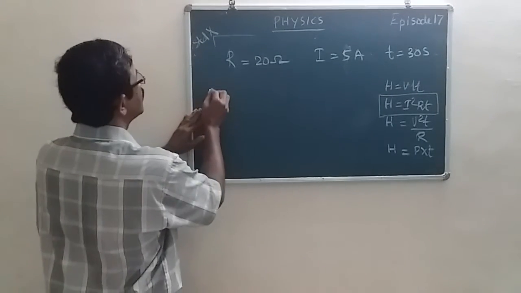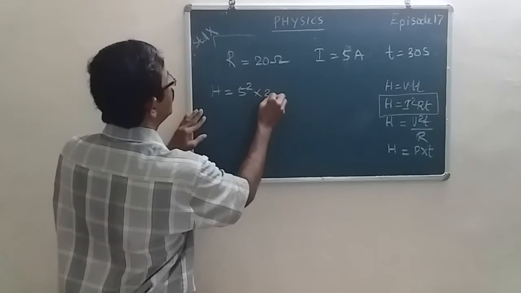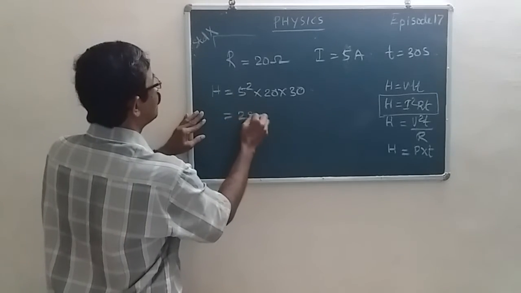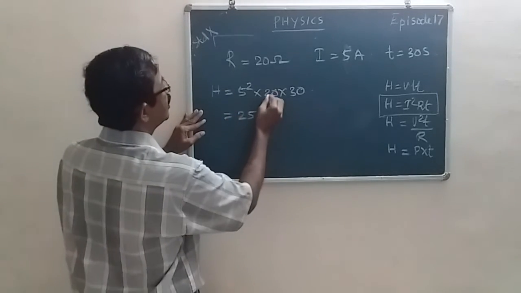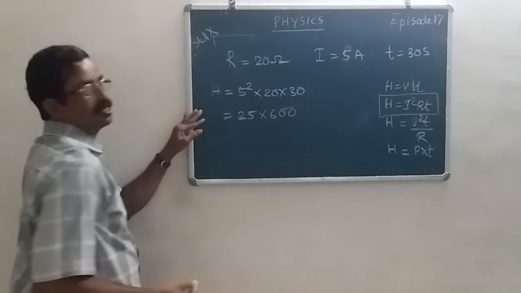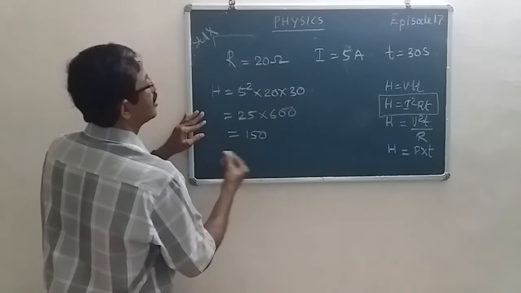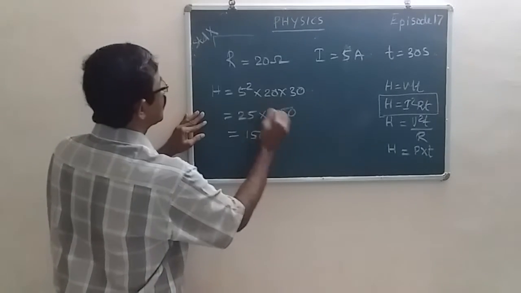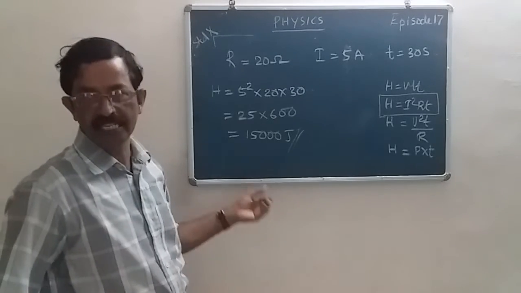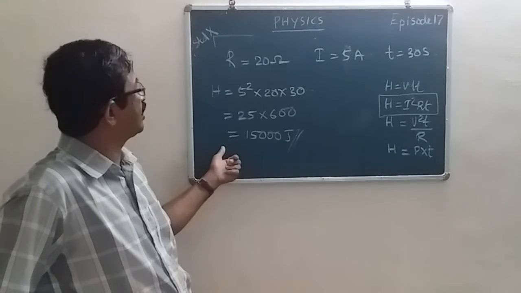So H is equal to I square, into R 20, into T 30. We know I square is 5 into 5, 25, and 20 into 30 is 600. Now 6 times 25 is 150, and put 2 more zeros. That means heat developed is 15,000 joule. 15,000 joule is the heat produced in this case.